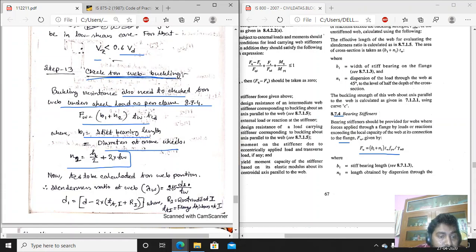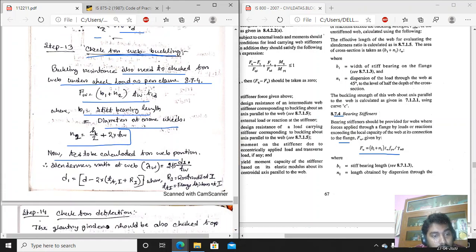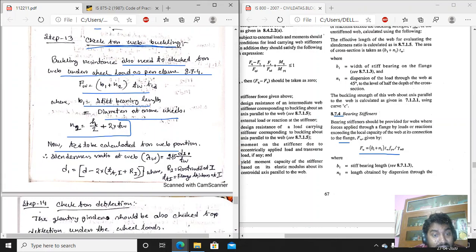Now fcd is to be calculated for the web portion. For that the slenderness ratio of the web has to be determined. It is 2.45 d1 by tw. d1 equals that value, where r1 is the root radius of the I section and tf1 is the flange thickness of the I section. When we do the math, we will draw the picture and we can get a clear understanding from there.